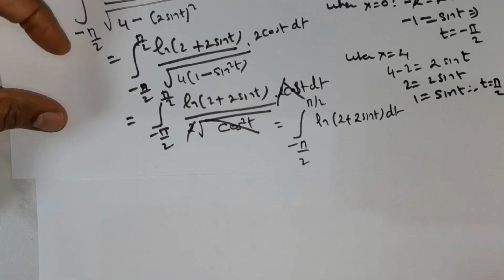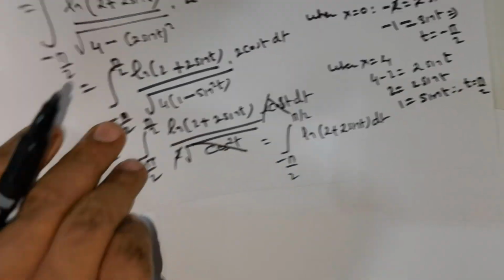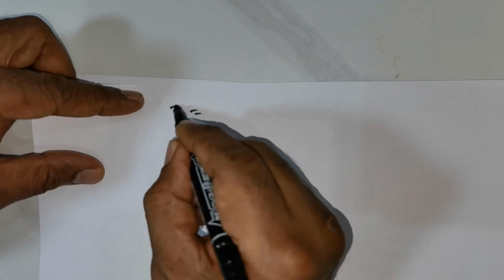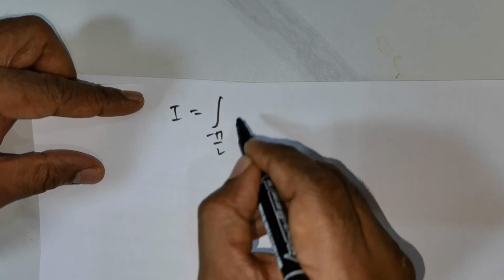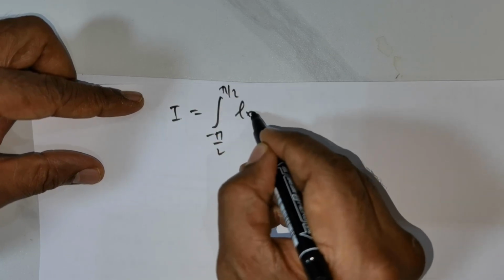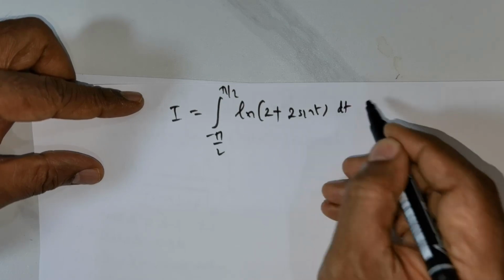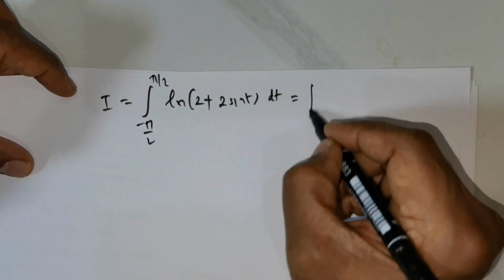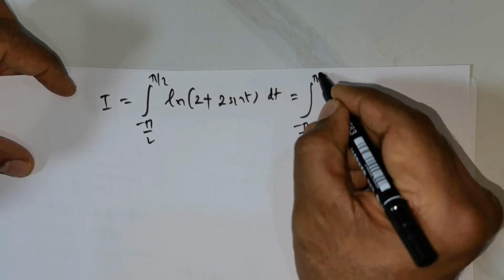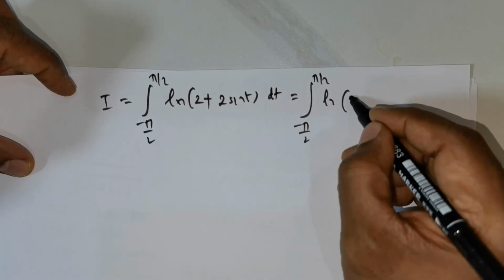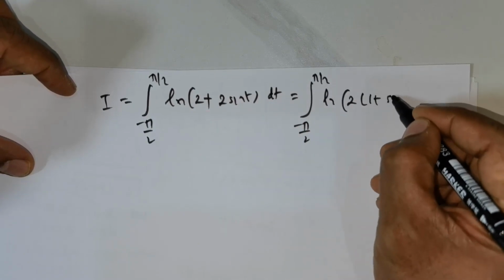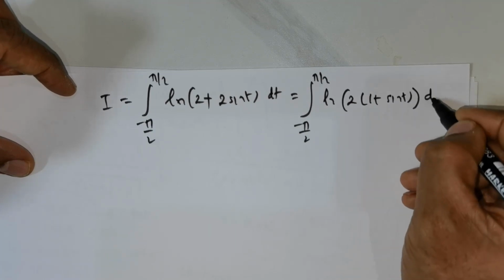So this is what I have got. Let me finish the problem on this side. This is equal to the integral from negative pi over 2 to pi over 2 of ln of 2 plus 2 sine t times dt. Now I can take 2 out, so this is going to be 2 times (1 plus sine t) times dt.